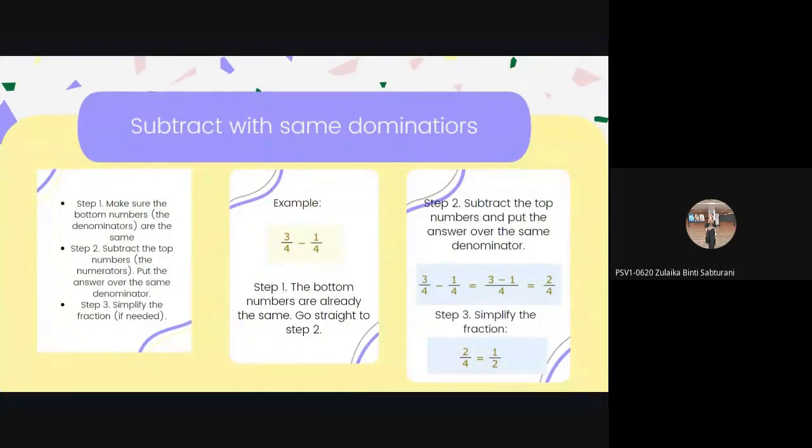For example, 3 over 4 minus 1 over 4. Step 1, the bottom numbers are already the same. Go straight to step 2. Step 2, subtract the top numbers and put the answer over the same denominator. 3 over 4 minus 1 over 4 equals 3 minus 1 over 4 equals 2 over 4. Step 3, simplify the fraction. 2 over 4 equals 1 over 2.